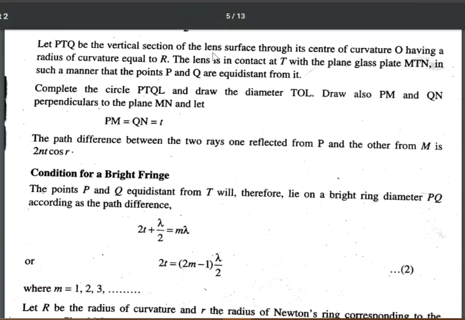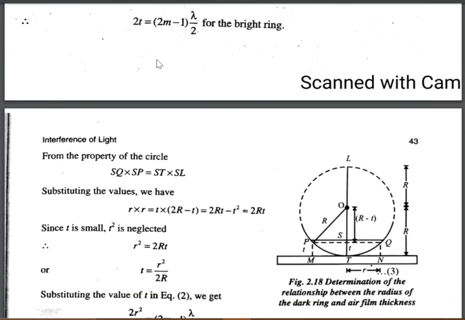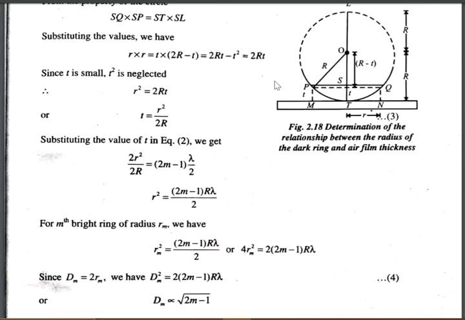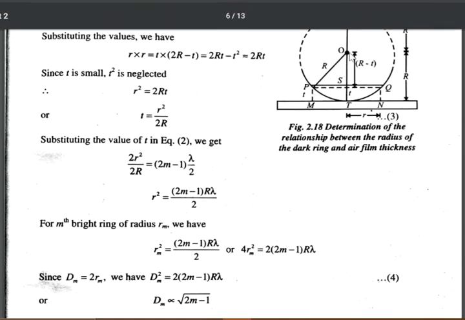Let PTQ be the vertical section of the lens surface. For this, you have to look into the second figure. I will go to the next figure in a while. Let PTQ be the vertical section of the lens surface through its center of curvature O, having radius of curvature equal to R. You see here, PTQ is a convex surface of the plano convex lens. Its radius of curvature is R.